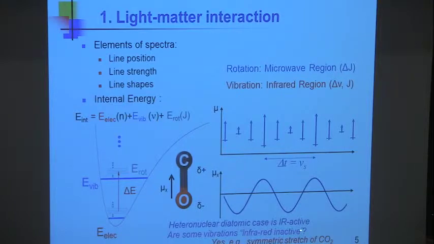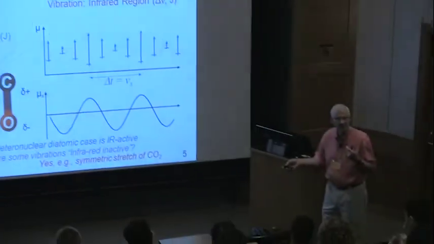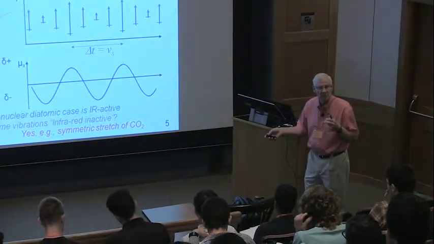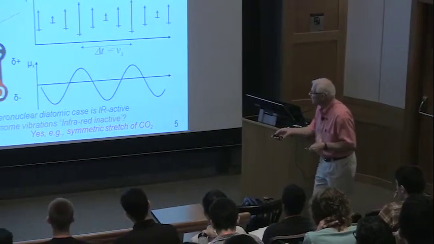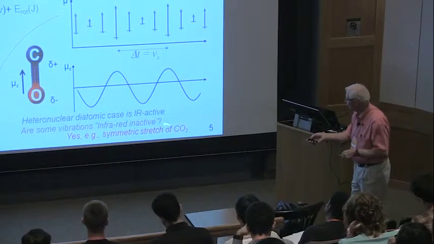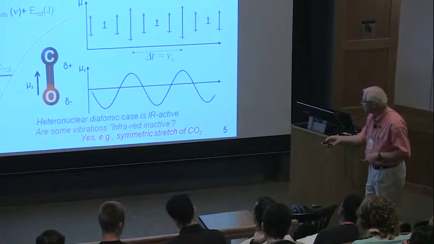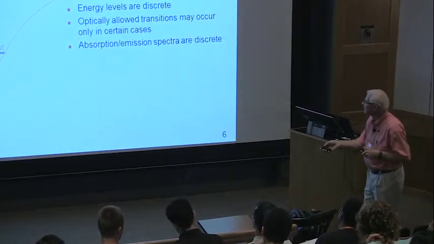Now, there are some vibrations in molecules that are infrared inactive. So here's a molecule, CO2, which we'll find has some motions which are active and some motions which are inactive. It has multiple motions. In this case of this heteronuclear diatomic molecule, there's only one vibrational motion. In bigger molecules, we'll see there's more vibrational motions. And there'll be a combination of infrared active and infrared inactive.